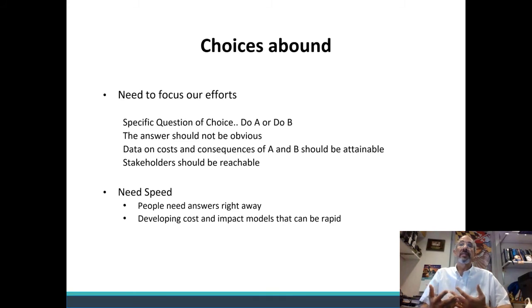When we're making a choice, it's usually a do A or do B choice. And if it's obvious, we don't need an economist to show up and tell us anything. So we want to focus our efforts on things that are not obvious.